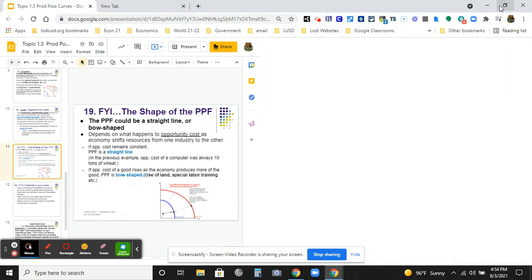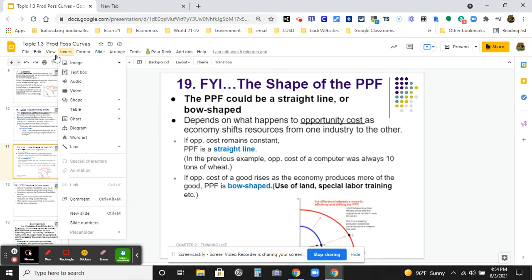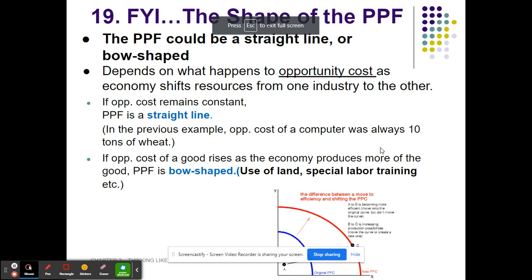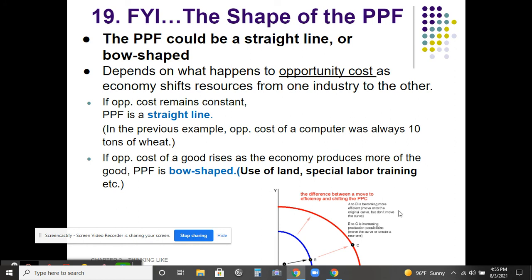Let's see if we can get a better look at that graph. Okay, so A or B. So we're going from underutilized to fully utilized. Then we're getting a tech or resource bump in the shift. So neither one has a constant opportunity cost. They're both bow shaped.